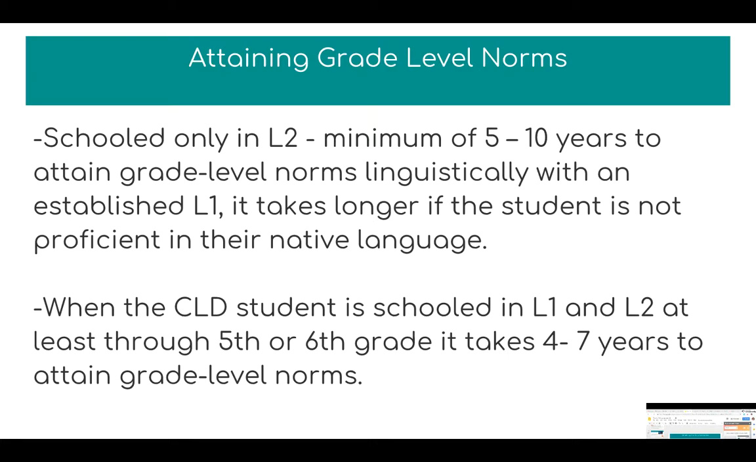Attaining grade level norms takes longer when the student is not proficient in their first language. When the CLD student is schooled only in their second language and they have not established a strong proficiency in their native language, it takes a minimum of 5 to 10 years to attain grade level norms. When the student is schooled in both the first and second language, at least through 5th or 6th grade, it only takes 4 to 7 years to attain those same grade level norms.